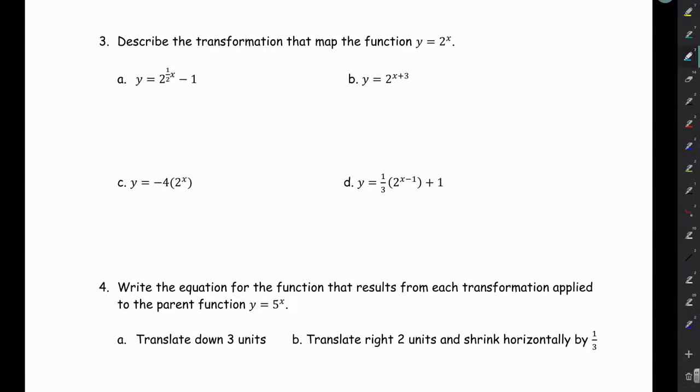So we have the parent function is y equals 2 to the x. And this time we put a half in front of the x and a minus 1 on the outside. That half in front has to do with either a horizontal stretch or shrink. Since it's 1/2, in this case, it's a horizontal stretch by 2.